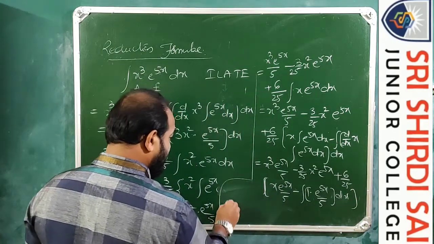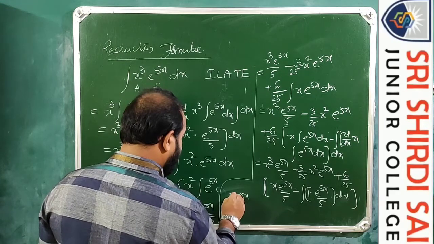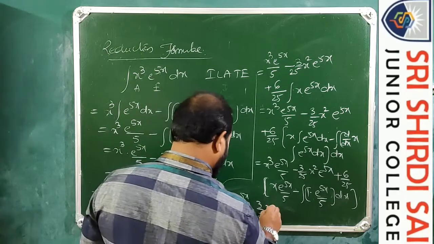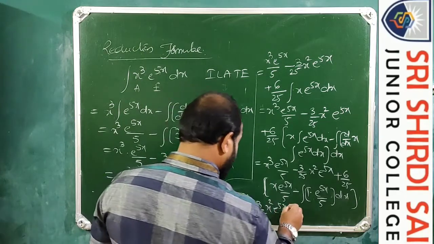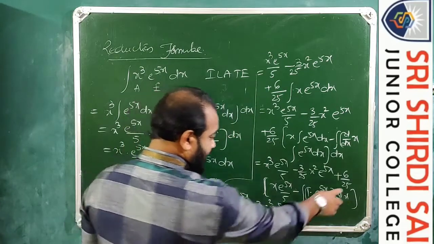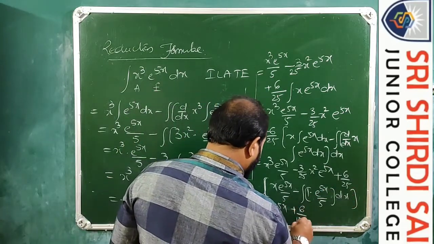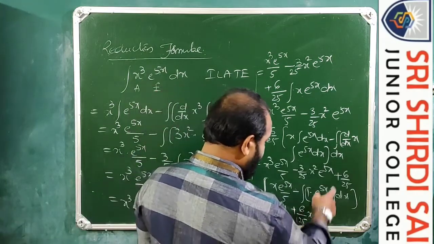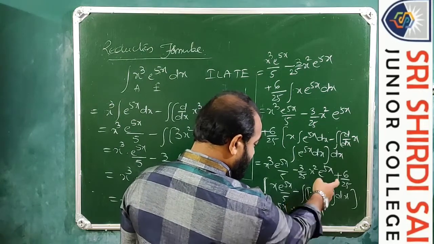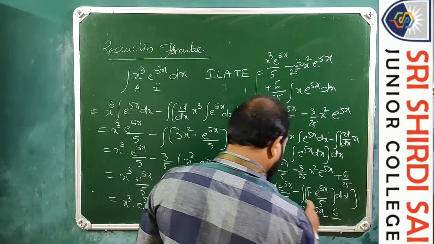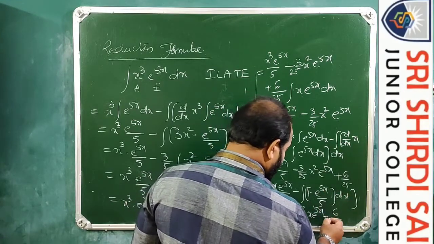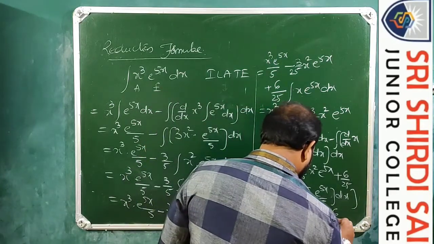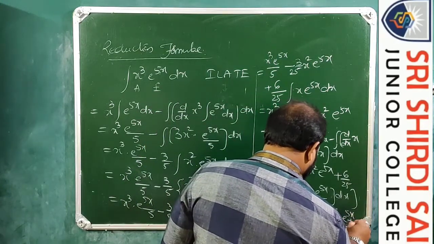The final answer is x cube e power 5x by 5 minus 3 by 25 x square e power 5x plus 6 by 25 5s are 125 x e power 5x. So e power 5x by 5. So plus into minus is minus 6 by 25 5 125, integral e power 5x dx is e power 5x by 5 again, so 625 e power 5x, plus constant of integration c.